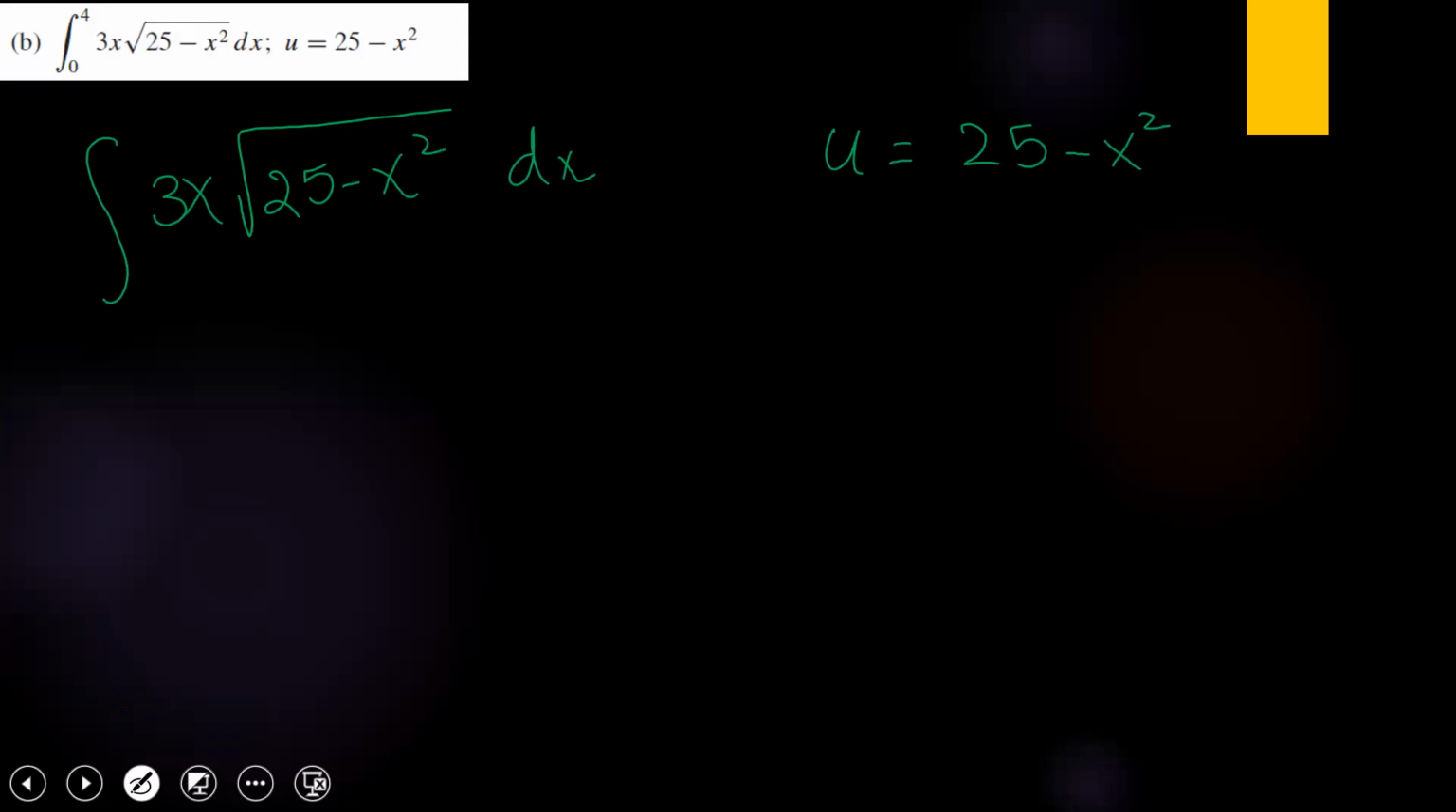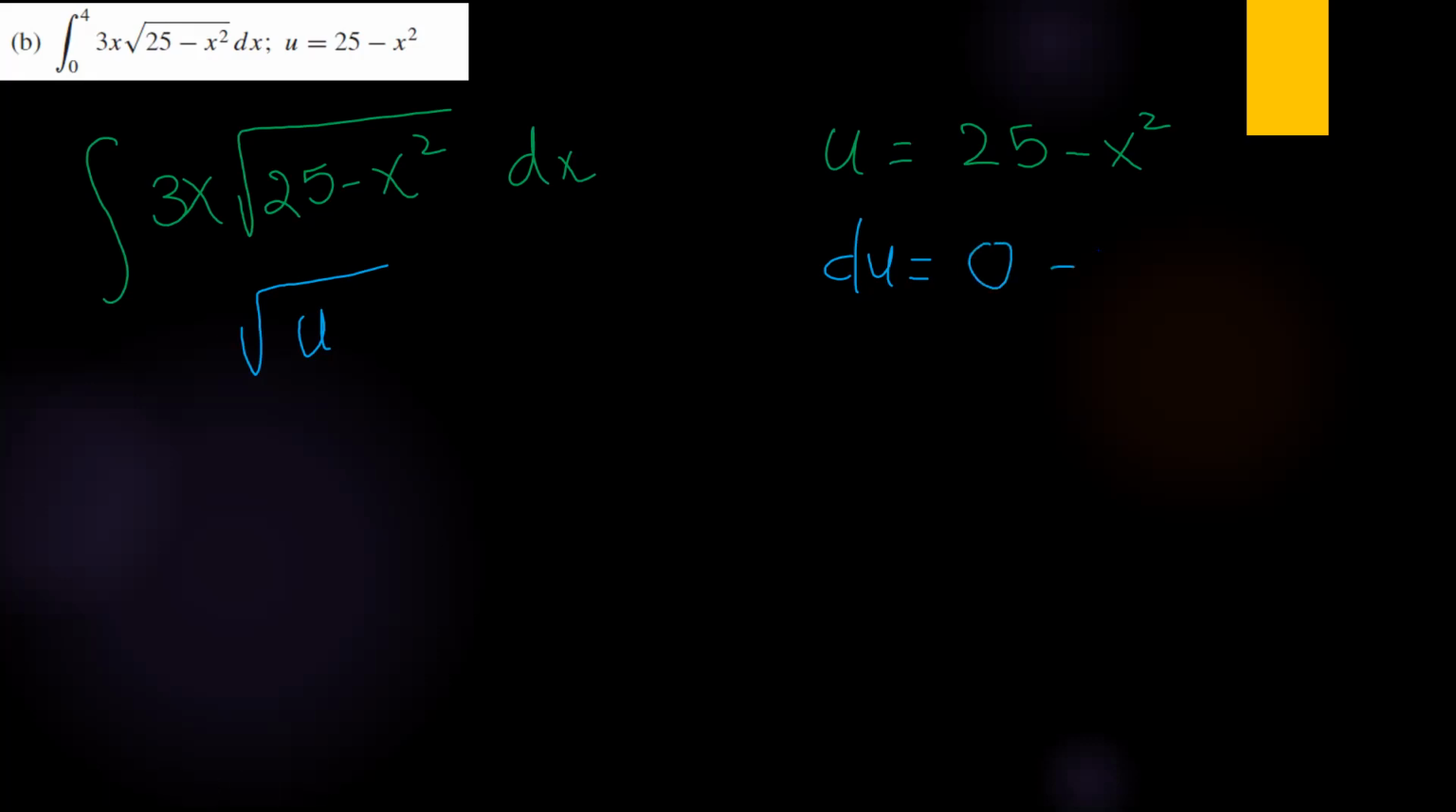So if u is 25 minus x squared, it will be here like square root of u. But I need to find also du, as I told you. If we suppose u is 25 minus x squared, you have to find its derivative, which is 0 minus 2x. So du is negative 2x dx.